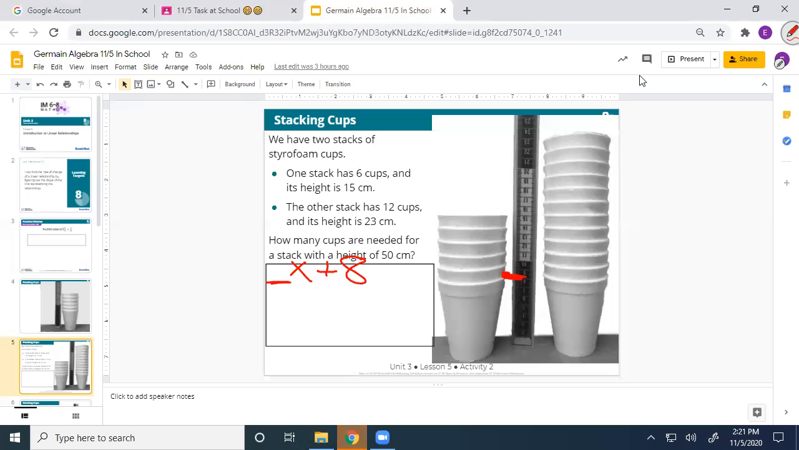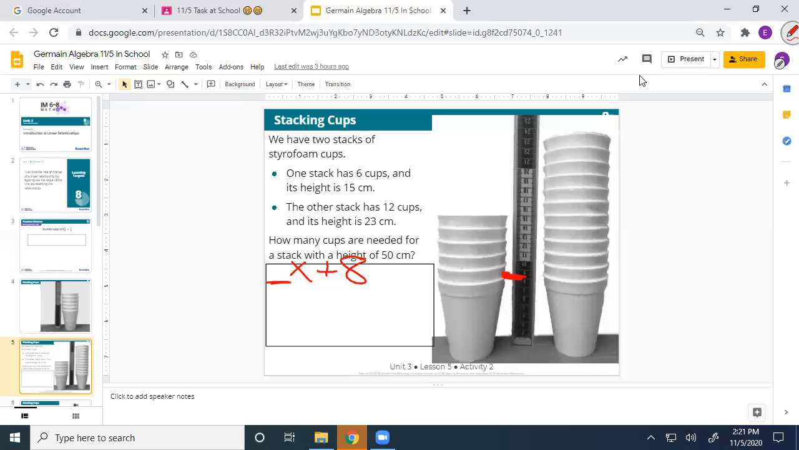So to find the total height of our stack, we have to take 8 centimeters and add to it the number of cups we stacked times how much each cup adds. So we start with 8, right? This isn't really 8, but we're just saying here. We start with 8 centimeters, and then we multiply the number of cups we add times how much height each cup adds. Does that make sense?